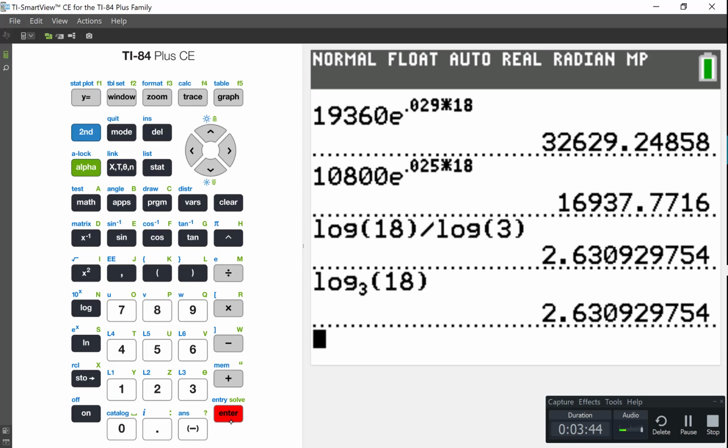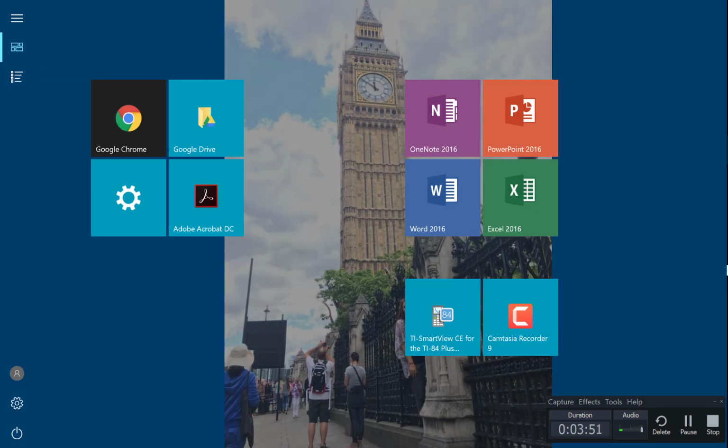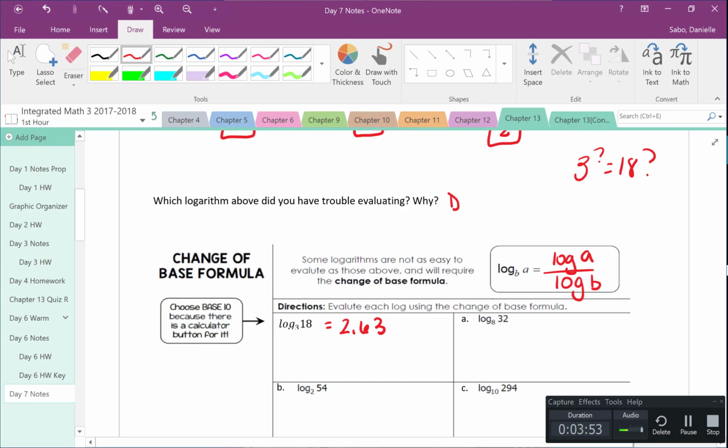Okay, so go ahead and try the rest of them. Either one works. Just getting familiar with your calculator, please go ahead and do the rest of them. If you need help, please ask us. Now's the time.